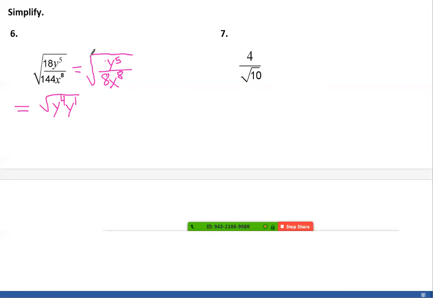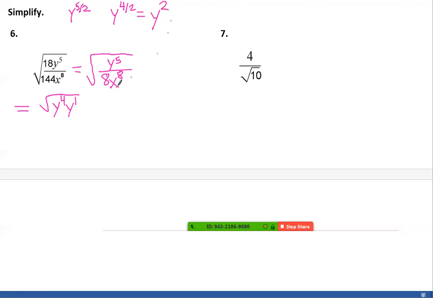y to the 5th, when you're taking the square root of that, that's the same as y to the 5th over 2. Now, if I write y to the 5th as y to the 4th and y to the 1st, y to the 4th, having the square root, is y to the 4th over 2. So what's 4 divided by 2? 2. So y to the 4th, when you take the square root of it, you get y squared.